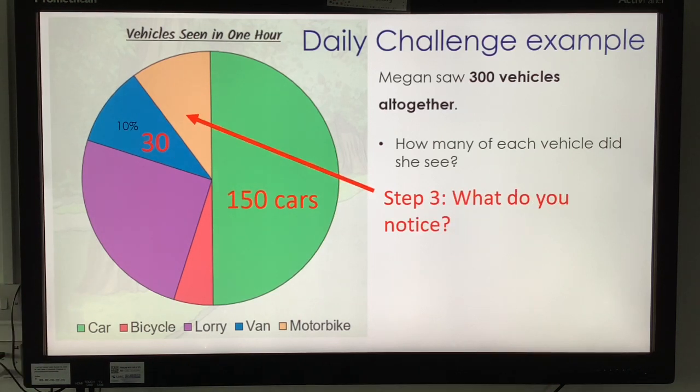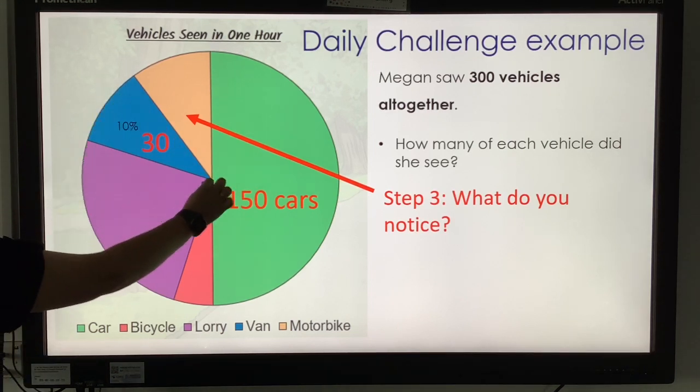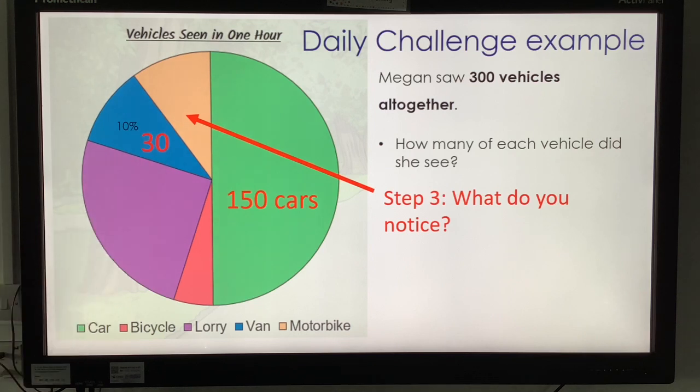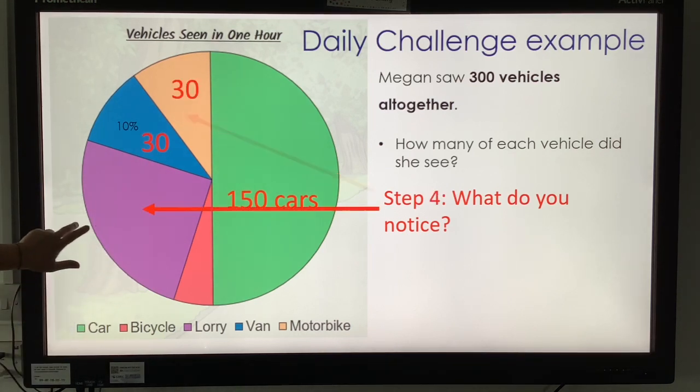Now what do you notice about the segment next to our blue segment? Talk to the person next to you or have a think yourself. What do you notice about motorbike? So hopefully you saw that the motorbike segment is identical to the van segment. They both represent the same proportion, which means this side is also 10%. So that tells us that it is also 30.